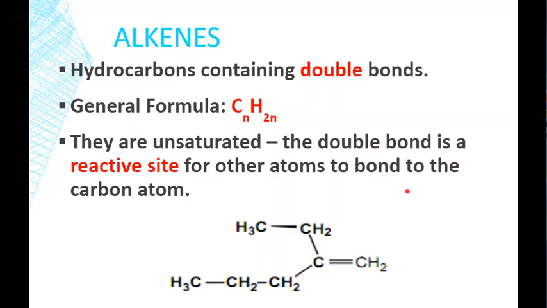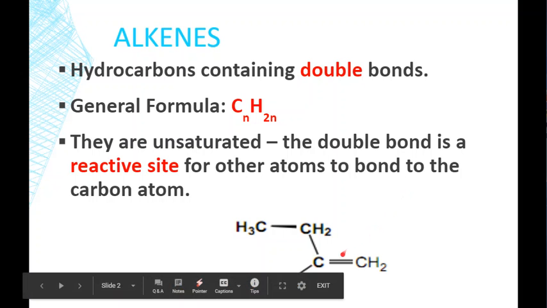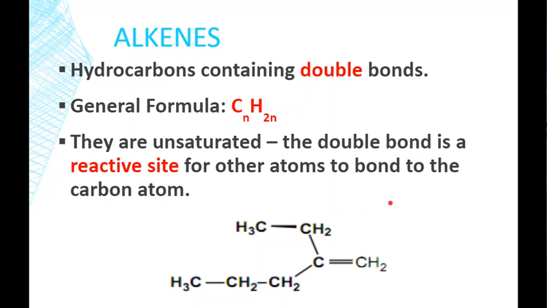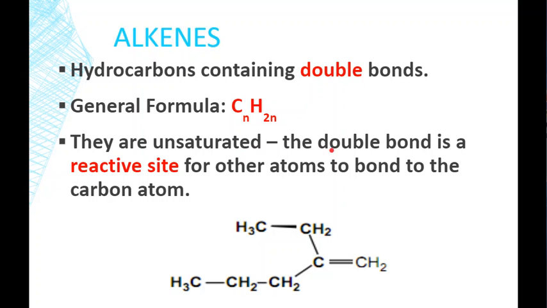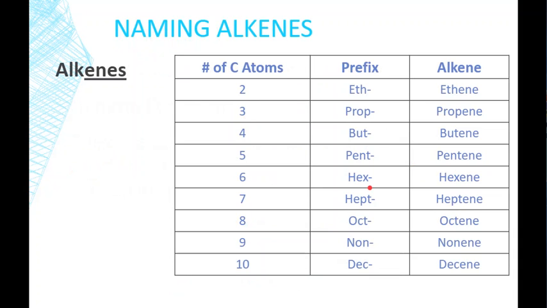They are unsaturated. Why unsaturated? Because the double bond is a space where reactions can happen. When carbons are all single bonds, there's no place for a reaction to happen. Alkanes are very unreactive. You can get them to react, but they're very unreactive because there's no double bond to break open and add something. Okay, they are unsaturated. The double bond is a reactive site for other atoms to bond to the carbon atom.